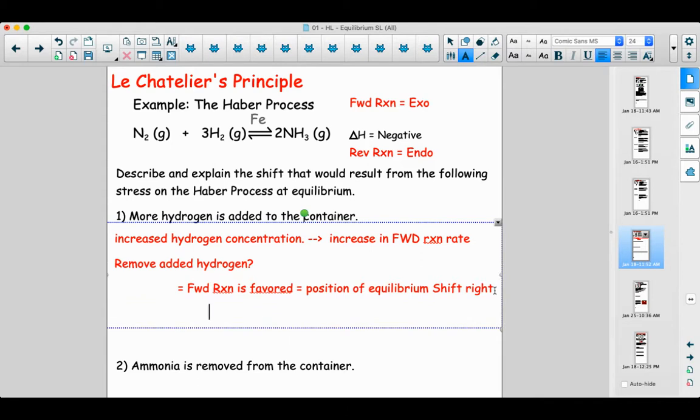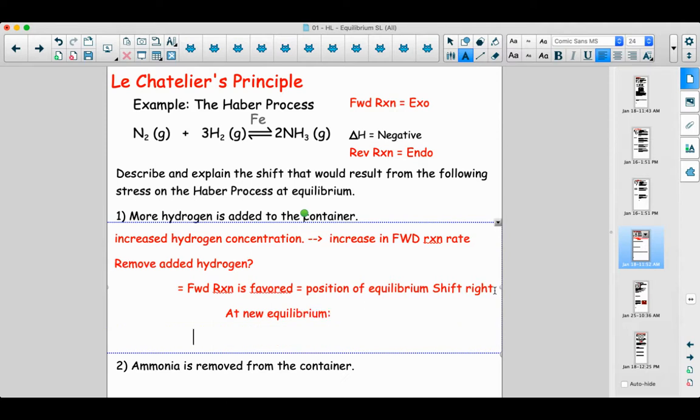So by shifting to the right, at the new equilibrium that eventually gets reached, you will have less nitrogen concentration. You'll probably have more hydrogen than you did before because it was added. That was the stress. So you'll have more hydrogen. You'll definitely have more ammonia also. So the shift right implies that overall, you're going to have more of the stuff that was on the right when you reach the new equilibrium, and you'll have less of the stuff that was on the left, the reactants, when you reach the new equilibrium.